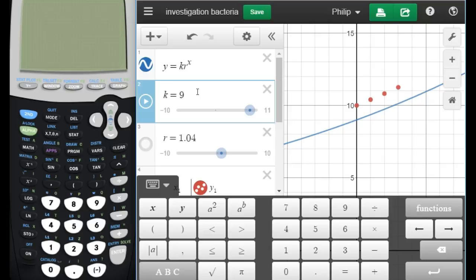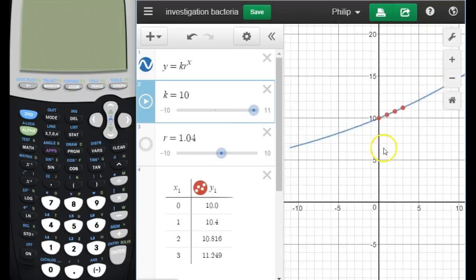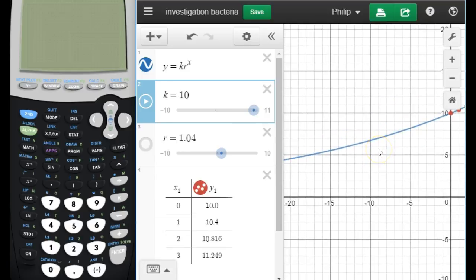Okay. If you go back in time, for example, 10 minutes ago, which would be x equals negative 10, 50 minutes ago, which would be x equals negative 50, and 100 minutes ago, which would be x equals negative 100, what happens to the amount of bacteria? What value is it approaching? Okay, so we're going to go back to our original values, k equals 10 and r equals 1.04, and then we're going to look on this graph at values like x equals negative 10, that would be right here. So the amount of bacteria is 6.756 at x equals negative 10.